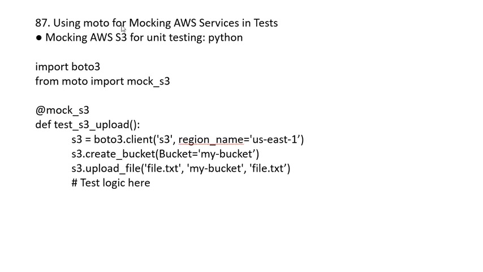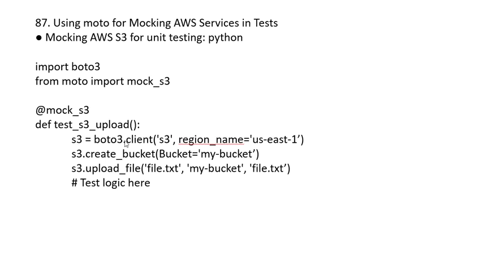87 is using the moto for mocking AWS service in the test. So mocking AWS S3 for the unit testing in Python, we use as an import moto3, and from moto import mock_s3, and @mock_s3, def test_s3_upload, open and close, colon, is this a function.